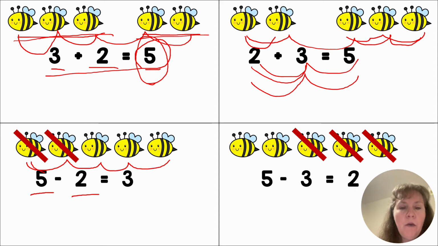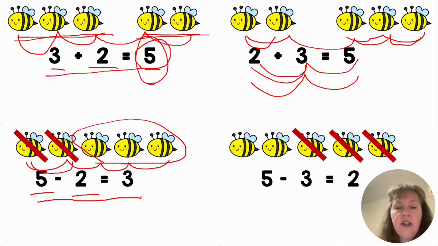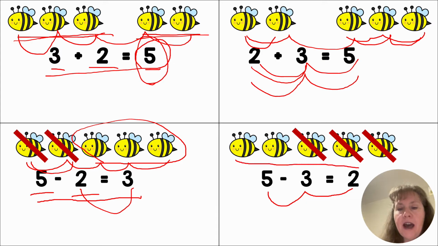So we're starting with our biggest number, and then in this case, we're going to take 2 bees away. So we cross them out, 1, 2, and then we are left with 1, 2, 3 bees, just like we see down here in our equation. So 5, take away 2 equals 3. And then we can switch the 2 and the 3 around and get our final equation, which is 5, take away 3 equals 2. So we started with our same number of bees, our 5 bees, but then we're taking away 3 bees, and that leaves us with 1, 2 bees.